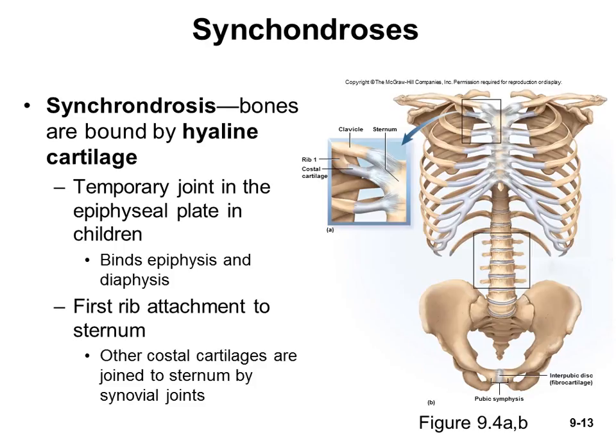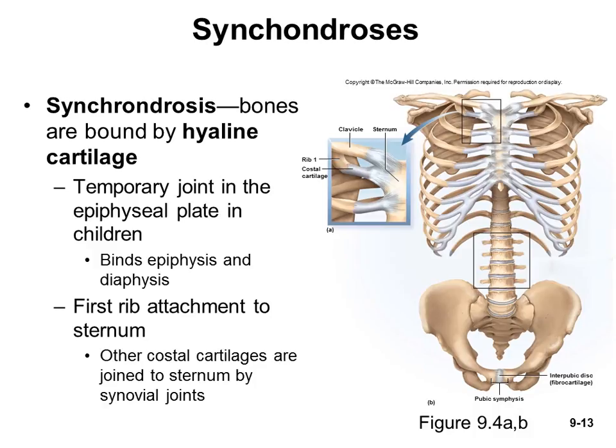Cartilage, of course. What part of the bone will you find cartilage in before the plate actually closes? Epiphysis, exactly. Temporary joint in the epiphyseal plate in children binds the epiphysis. And what's going to happen? We know that when all of the cartilage is gone, that plate is going to close and it's going to leave behind a line.